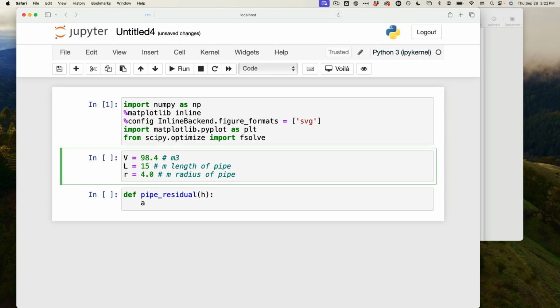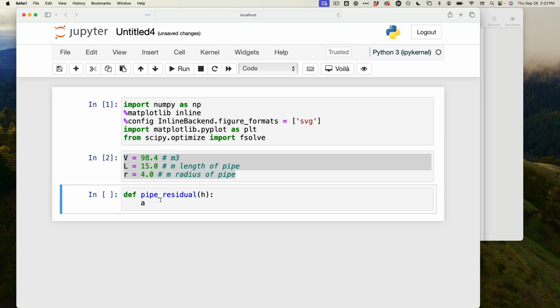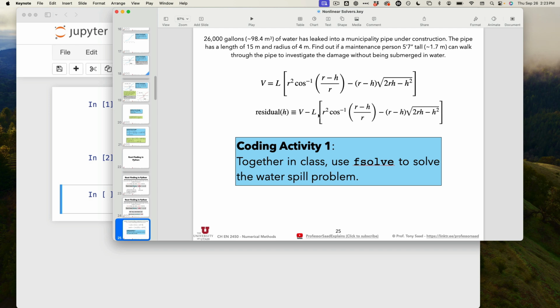So what that means is, if I define V, L, and R here, then anywhere I type V, L, and R, it's going to inherit those values, unless I override them somewhere. So for my pipe residual, V, L, and R are just numbers. The only unknown and variable is going to be H. So I'm going to implement this right now.